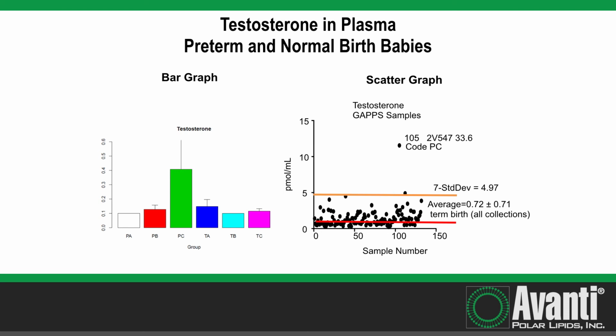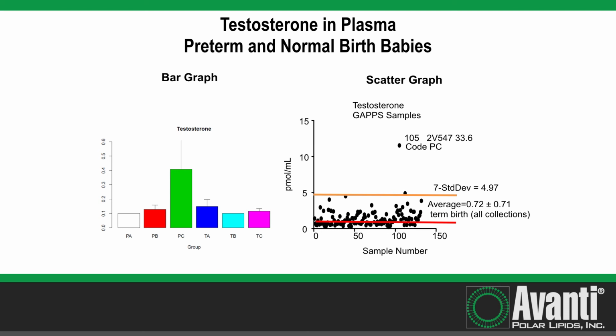In fact, if you go up 7 standard deviations, it's still below 5. And here's this one sample here that's up here at over 10 picomoles per mil. This is really bizarre. So this points out to the individual doing these lipidomic studies, there's something very different about that patient. And so you want to think about that.